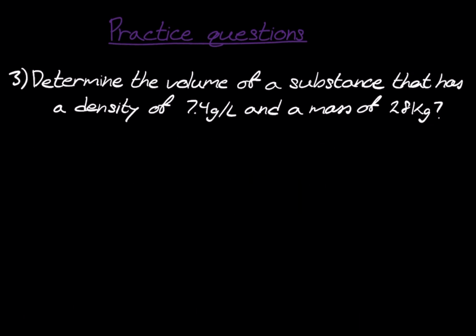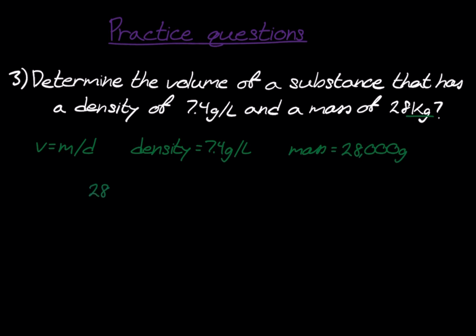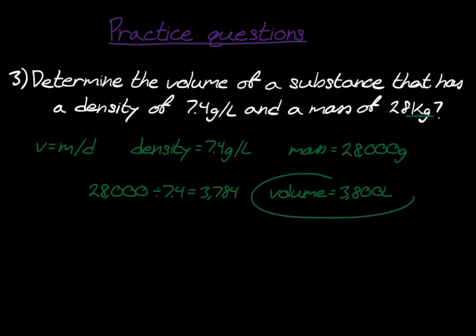And for number 3, since we're solving for volume, we need to multiply both sides of the equation by volume and divide both sides of the equation by density, which gives us volume equals mass divided by density. The units for density are good, but the mass is in kilograms. Converting it to grams gives us 28,000 grams. Now we just do the math. 28,000 divided by 7.4 equals 3,784. So the volume, with the correct number of sig figs, is 3,800 liters.